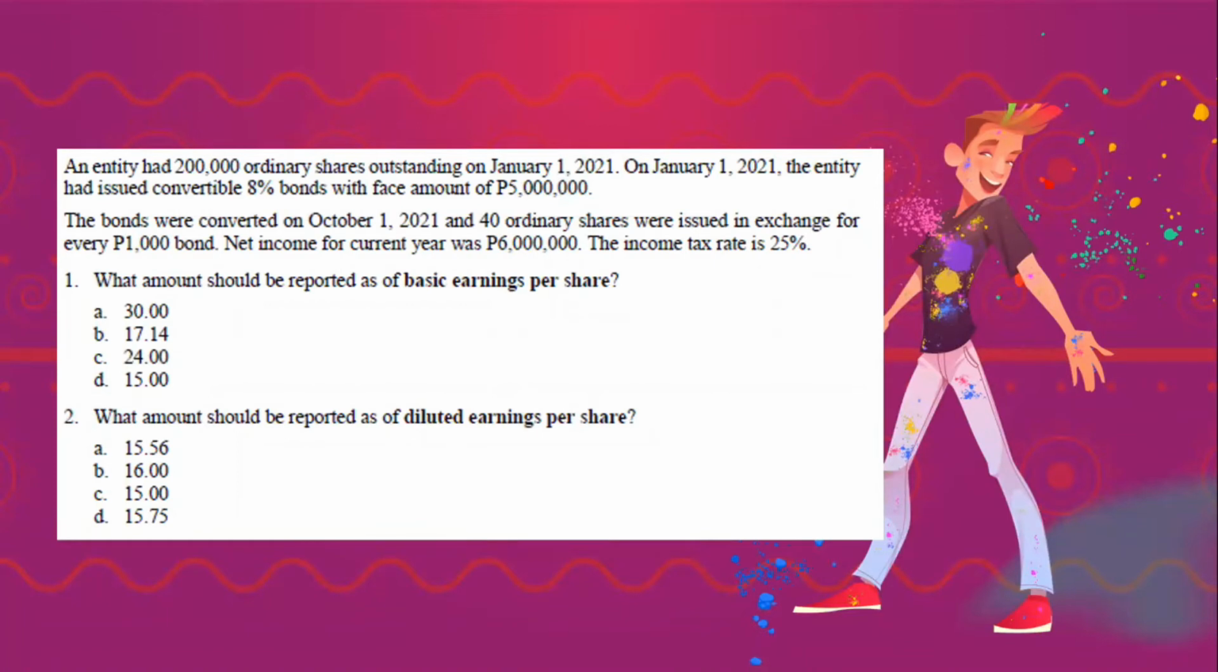Net income for the current year was 6 million. The income tax rate is 25%. Now, the income tax rate in this case is relevant kasi nga ang kailangan natin ma-compute is the after-tax interest expense. Okay? Sige, let's have problem number 2.